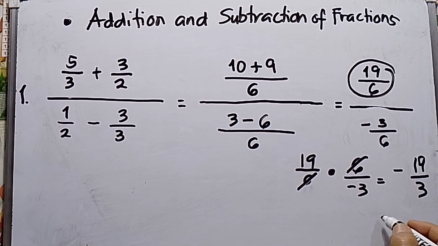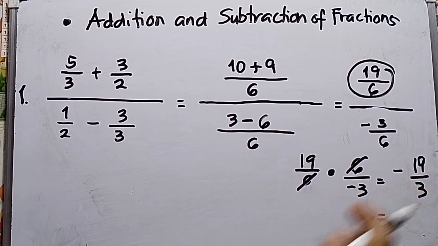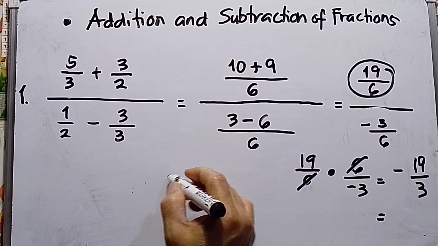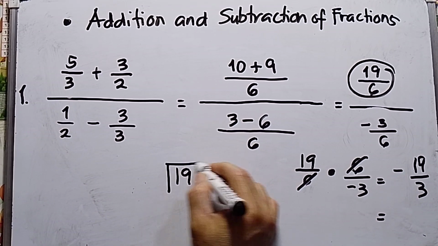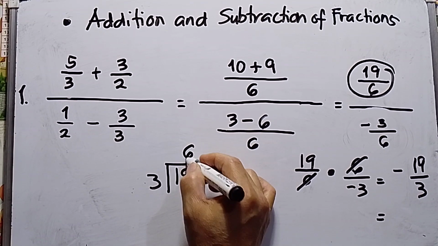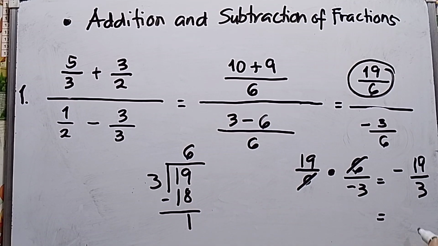Since this is improper fraction, so need to divide this one to convert to the mixed fraction or mixed number. So this will be 19 divided by 3. So how many 3 do I have in 19? So this will be 6. This will be 18. So I have here 1. So this will be 3. And then 6. And then I have 1. So the answer is 6 and 1/3.